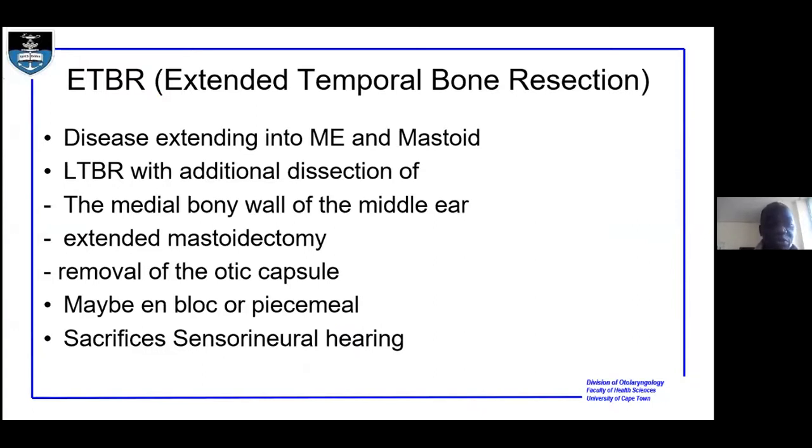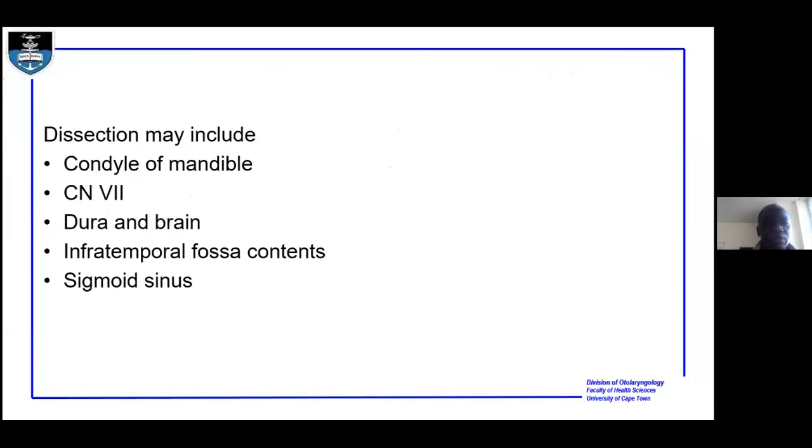Because you're removing the otic capsule, this sacrifices hearing, but mainly sensorineural hearing. The dissection may include the condyle of the mandible, the facial nerve, the dura and the brain, the infratemporal fossa contents, and the sigmoid sinus, depending on the extent of the tumor, so the tumor will guide you.